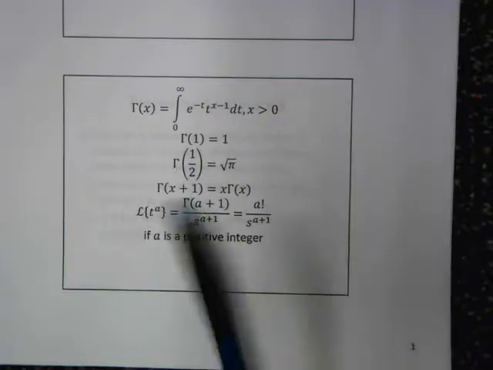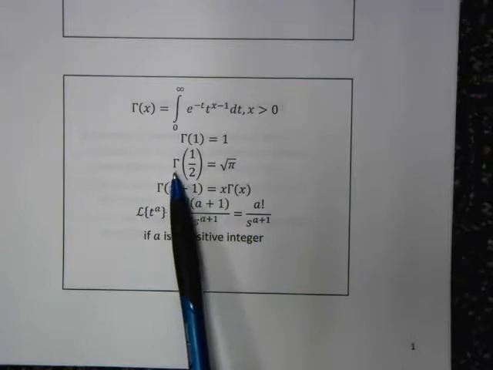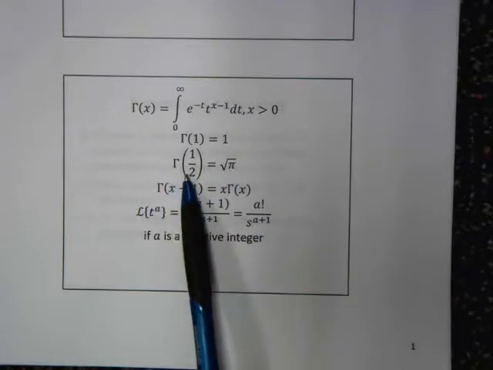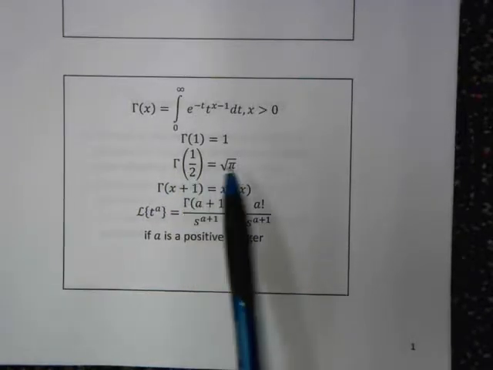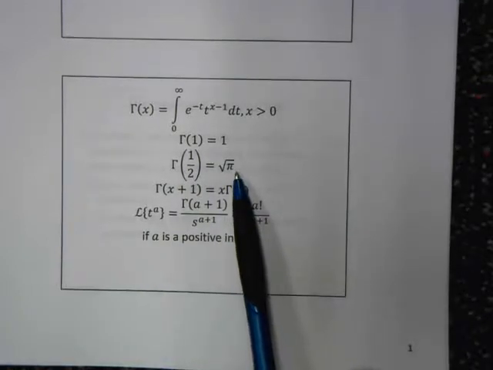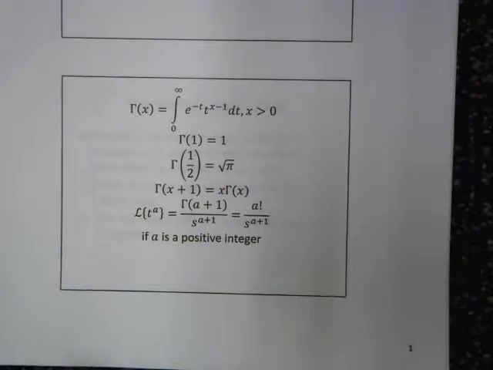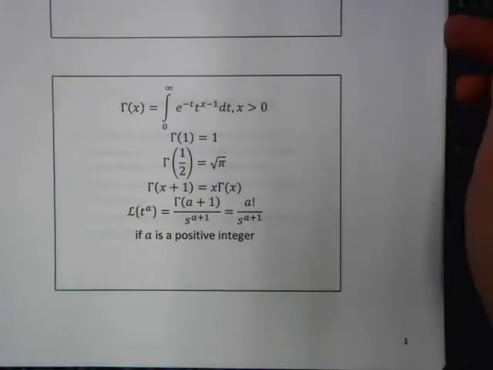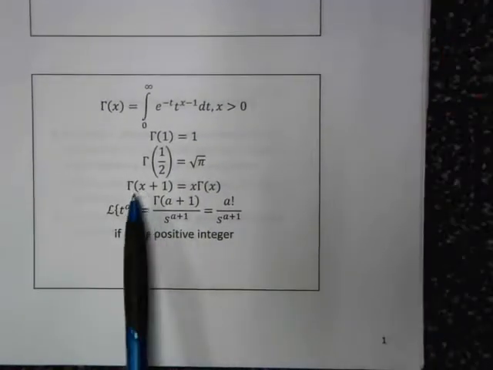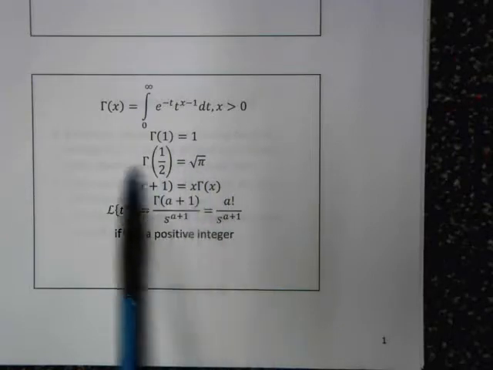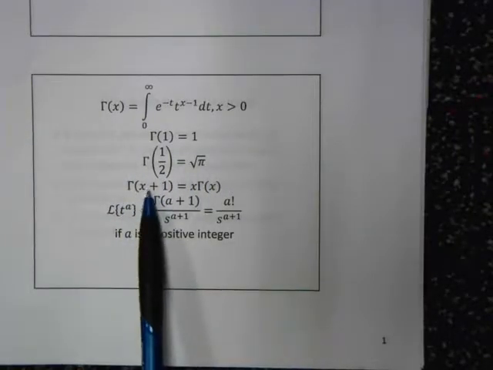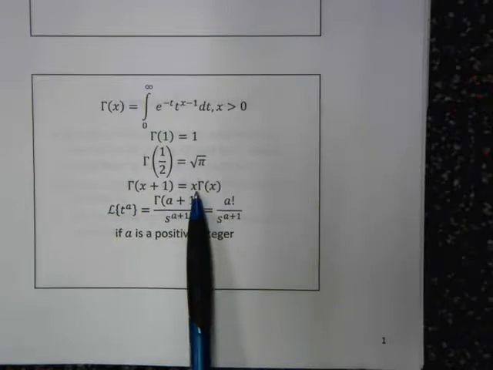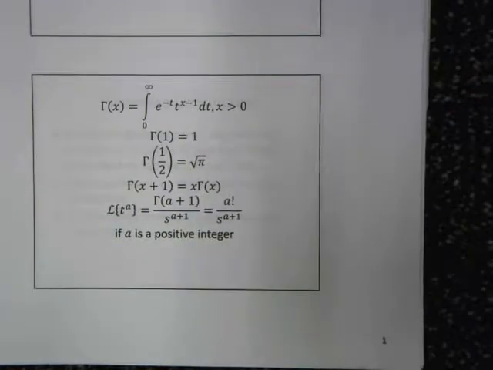Not so easy to check, and I'm not going to verify this for you. You can take my word for it. Gamma of 1/2 turns out to be the number square root of pi. And then gamma has a recursion in it. Gamma of x plus 1 happens to be x times gamma of x.